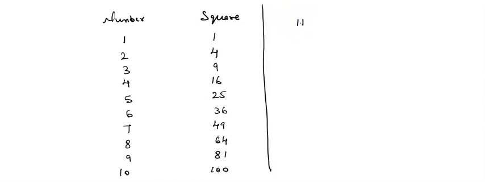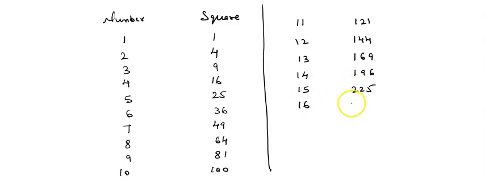11. What is 11 square? 11 11s are 121. 12 12s are 144. 13 13s are 169. 14 14s are 196. 15 15s are 225. 16 16s are 256. 17 17s are 289.